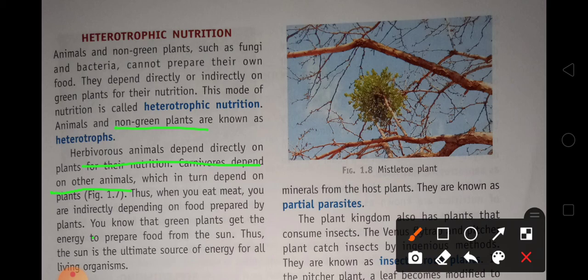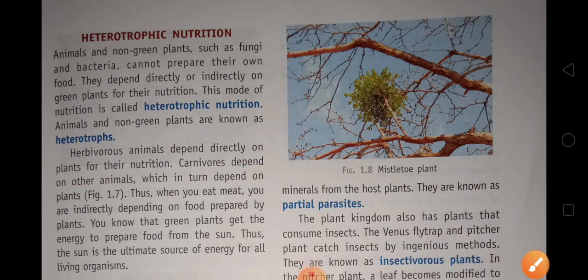You know that green plants get their energy to make food. They get the energy from the sun to prepare their food. So we can say here, the sun is the main source of energy for all the living organisms.